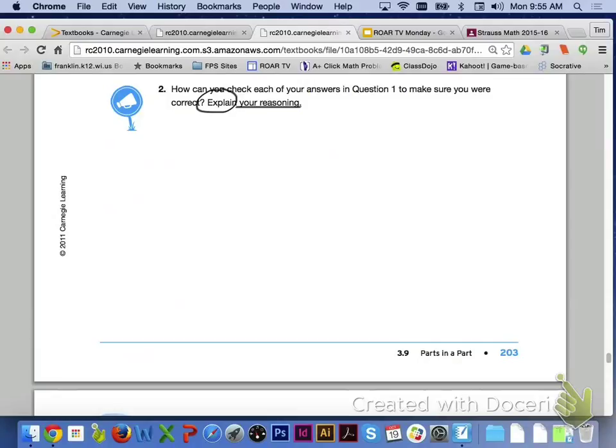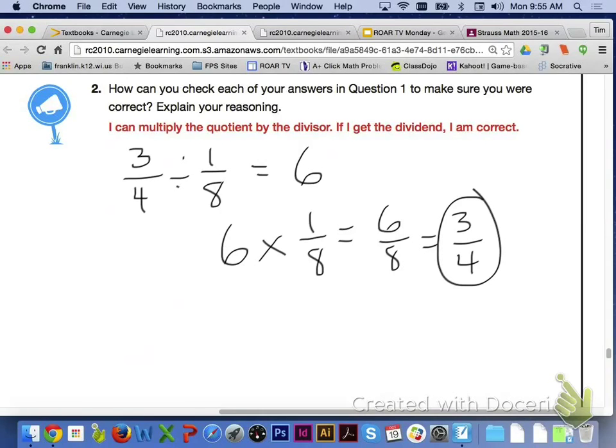Number 2 down at the bottom of page 203 says, how can you check each of your answers in question 1 to make sure that you were correct? Explain your reasoning. So go ahead and discuss and answer number 2 with your group members. For number 2, you can multiply the quotient by the divisor, and if you get the dividend for your answer, you are going to be correct.